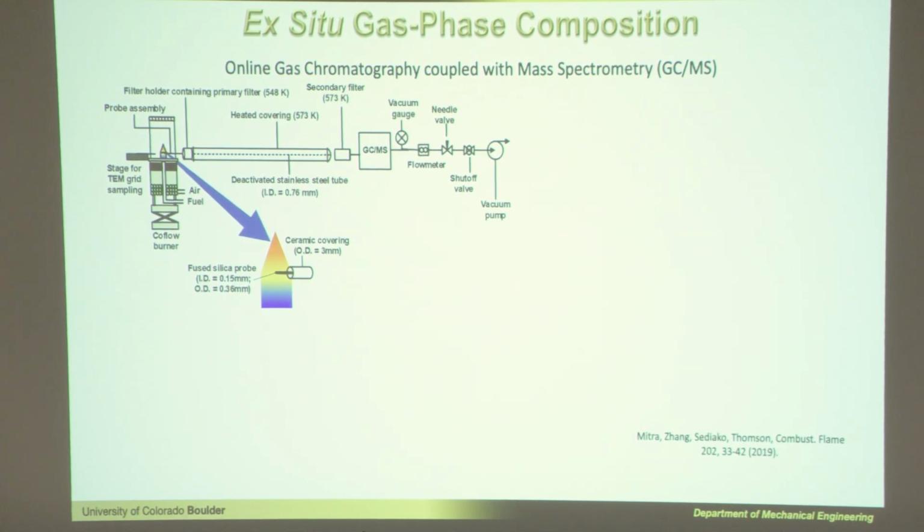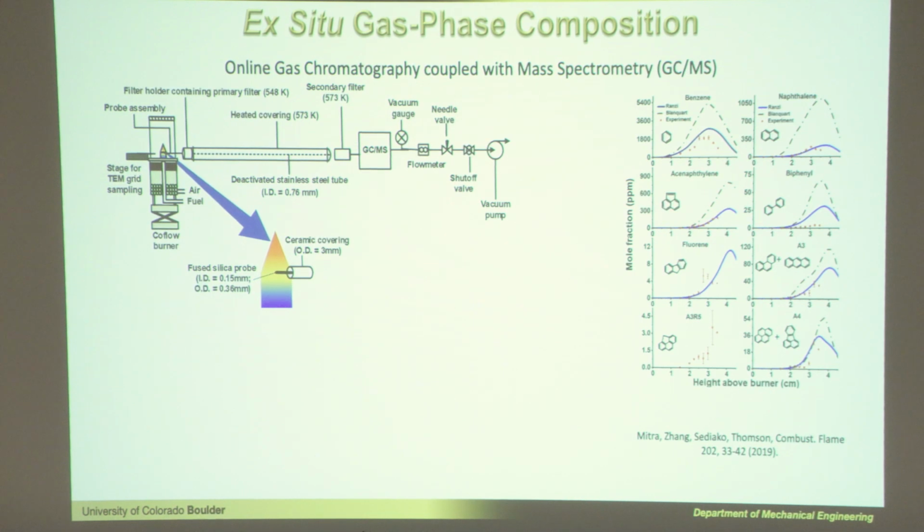So here's another example. We have online gas chromatography with mass spec, GCMS. In this case, they actually said, okay, as a function of height in the burner, we see both, at the bottom right, we see both pyrene and fluoranthene. So that's another measurement, and that's determined through gas chromatography with mass spectrometry.